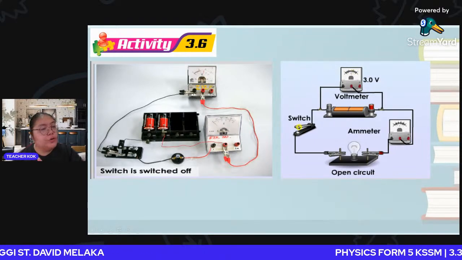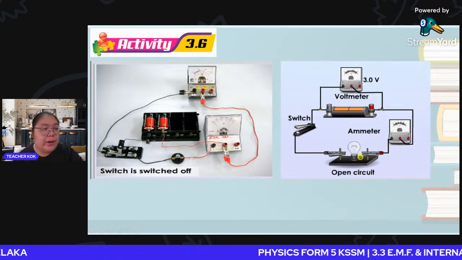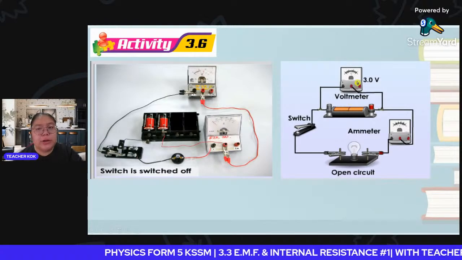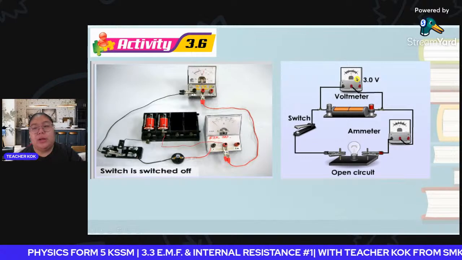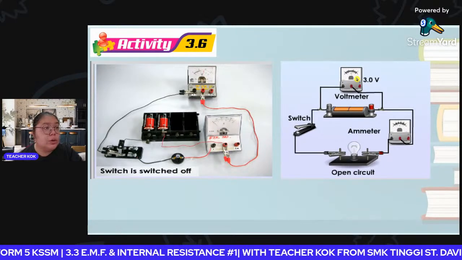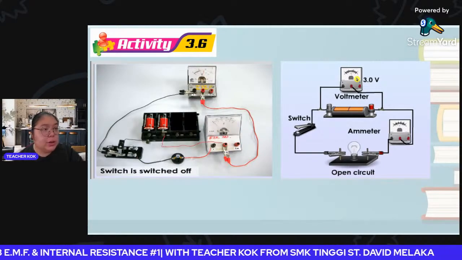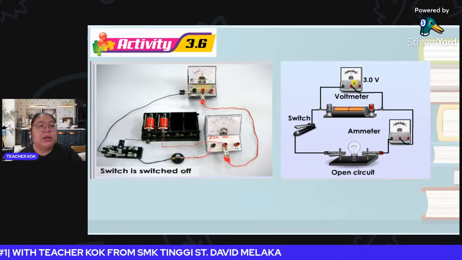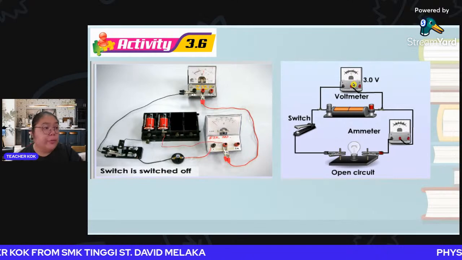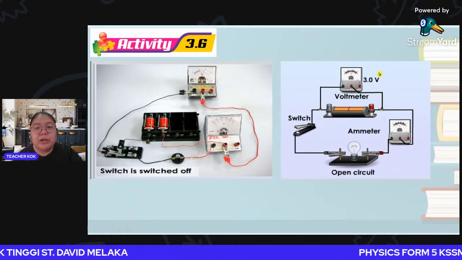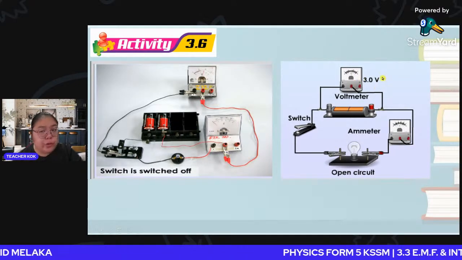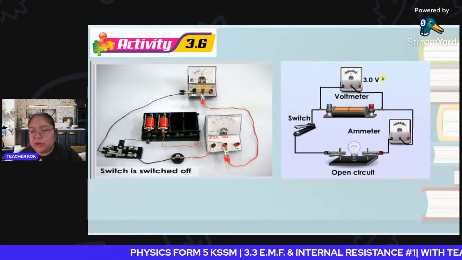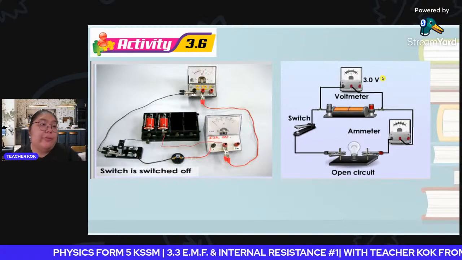Okay, if the switch is open, actually no current. Agree? No current. But the voltmeter still can read the reading for the battery because you are closed. Battery and voltmeter now is a closed circuit. The rest is open. So that means for this situation, we can read the reading from the voltmeter. So from here, they show the voltmeter is 3 volt. So this 3 volt actually is what? This 3 volt actually we call it as an EMF.